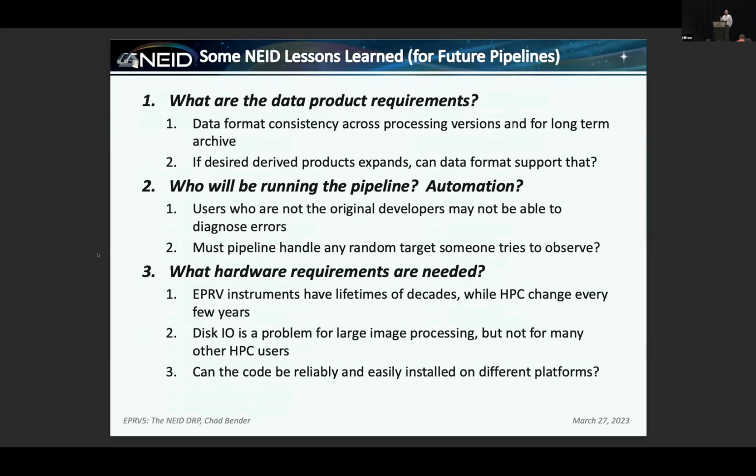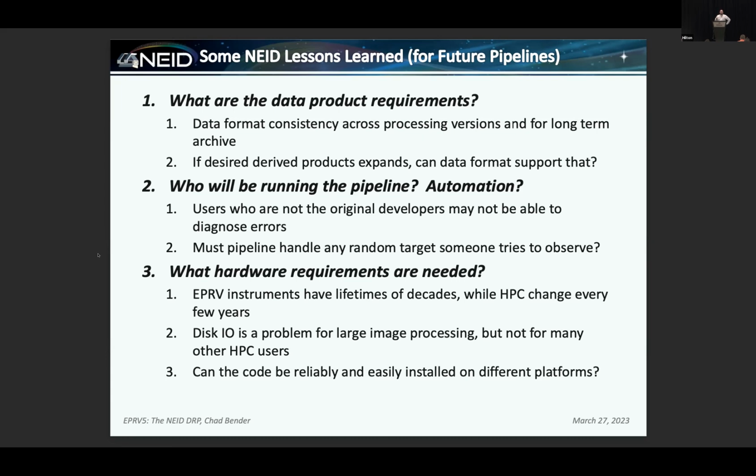So some of the questions that I was thinking about as I was writing this, I think are important for people to keep in mind when you're generating a pipeline, when you're thinking about a pipeline. And they're basically, what are the requirements for the pipeline, and how do we go about meeting those requirements? So data consistency, data formats, BJ was just talking about this, they should be thought out well from the beginning. And we did that extensively with the NEID pipeline. We didn't get everything right.